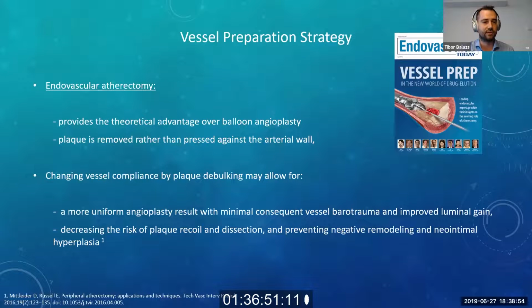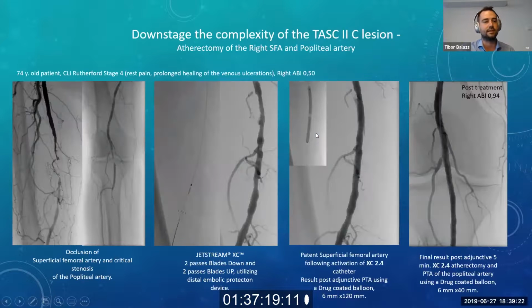On the other side, there is endovascular atherectomy, which provides a theoretical advantage over balloon angioplasty. The plaque is removed rather than pressed against the arterial wall. So by changing the vessel compliance, we get a more uniform angioplasty result with minimal consequent vessel barotrauma. We're improving the luminal gain, decreasing the risk of plaque recoil and dissection, preventing negative remodeling and neointimal hyperplasia.